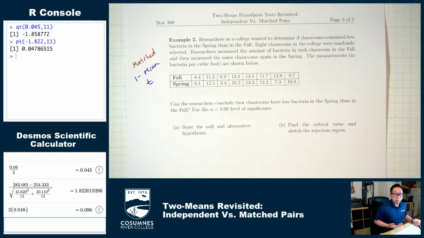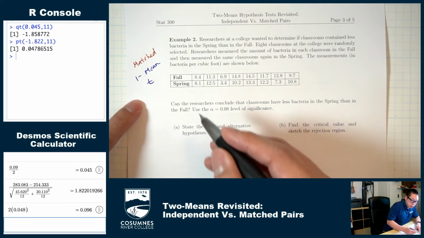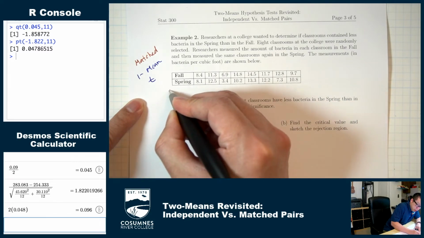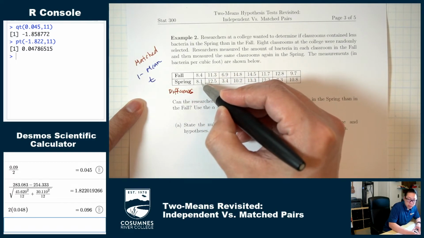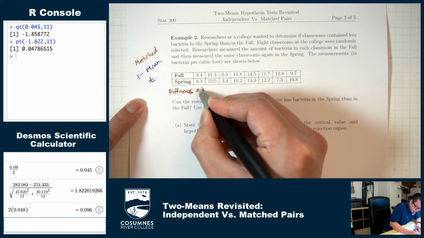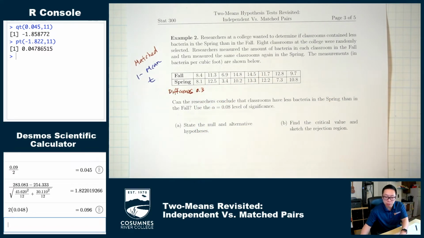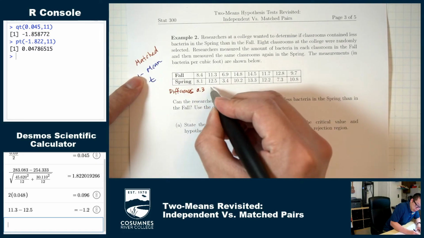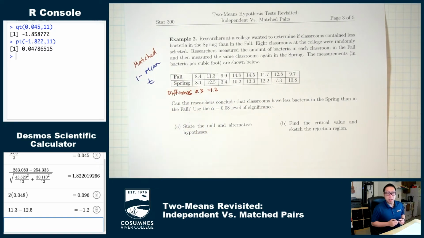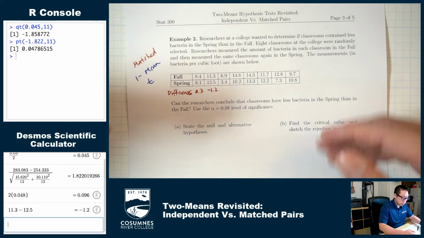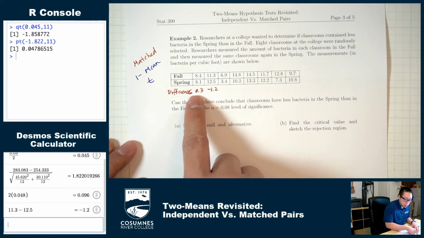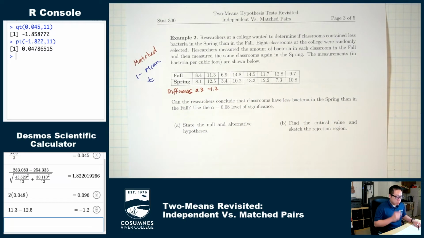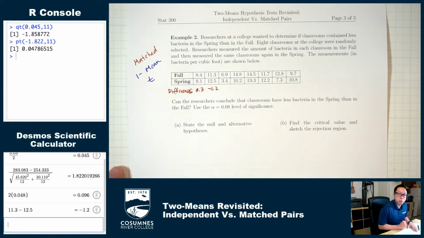Now, what do I mean by one mean? So if it's matched, what we're actually going to do is we're going to find the difference and subtract. So 8.4 minus 8.1 is, I think, 0.3. 11.3 minus 12.5, so quickly, negative 1.2. So don't do this by hand. We're going to do this in Google Sheets. So the idea here is if it's matched, we're going to combine the two samples together by subtracting them, and then we'll deal with the one set of numbers, the differences. Okay? So let me go switch over to Google Sheets and enter this and then show you what to do.